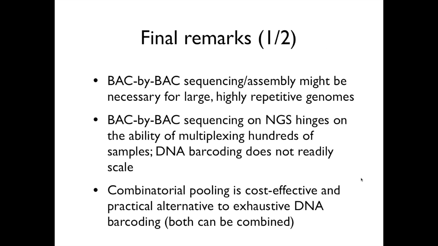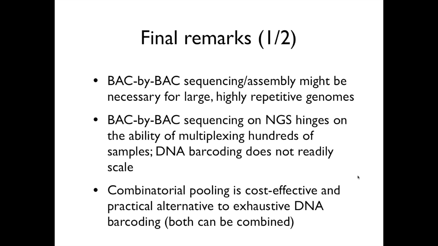So let me conclude this presentation by saying that this approach of tackling assembly and sequencing of large genomes when they're very repetitive, like barley, might be necessary if you want to obtain high quality sequencing. So we think BAC by BAC might be at this point a very good approach to this problem. But when BAC by BAC is combined with next generation sequencing, then you have this problem of handling hundreds or thousands of samples.